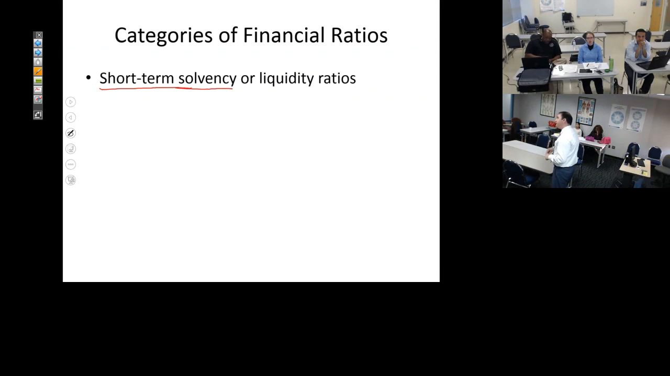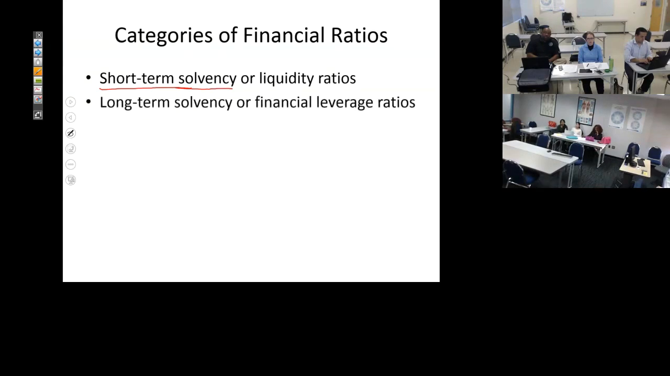But again, that does not mean that in the long term the company may still be solvent. It may have trouble in the long term as well. And then we will have to look into the long-term solvency of the company as well. So the long-term solvency is also what we call the financial leverage ratio. We will discuss that in detail. Now, here is another term, liquidity. What is liquidity? I think we discussed this term in one of the previous lectures.